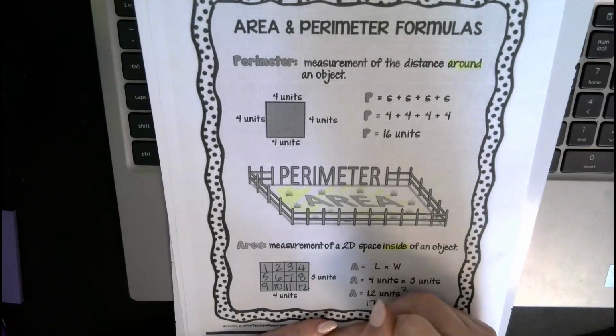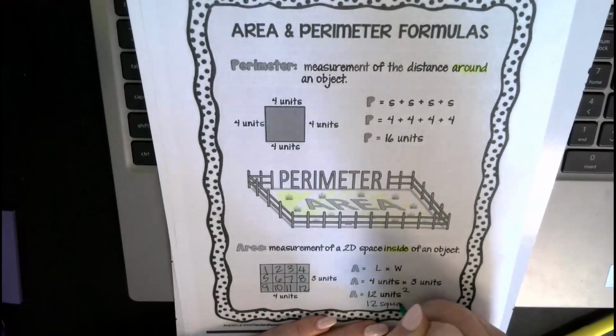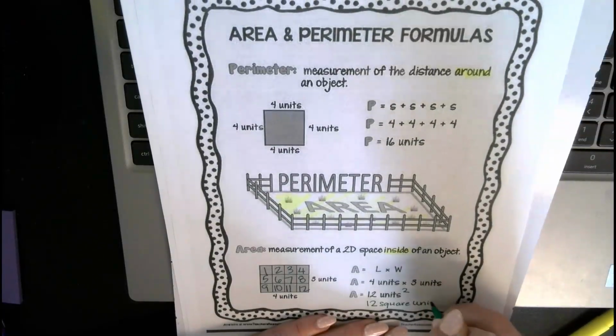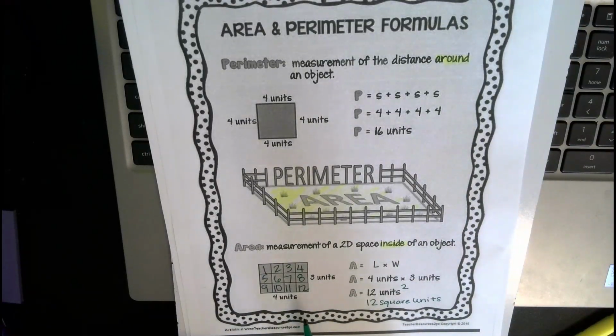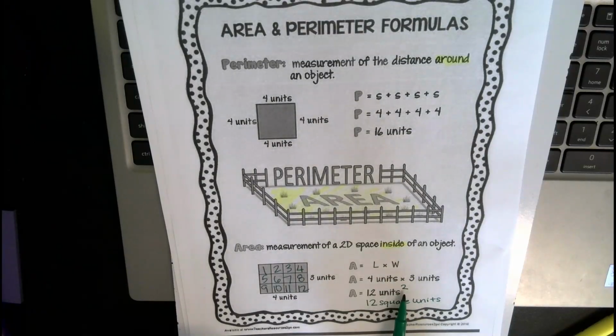I could also write 12 square units. It's important to remember when you're counting the area, they're not just units, they're square units. If these were inches, they wouldn't just be inches, they would be what? Square inches, or 12 inches squared. All right, it's important to remember the square, okay? How do we show a square symbol? A tiny 2 in the corner. All right, or we write square units, square inches, square centimeters.